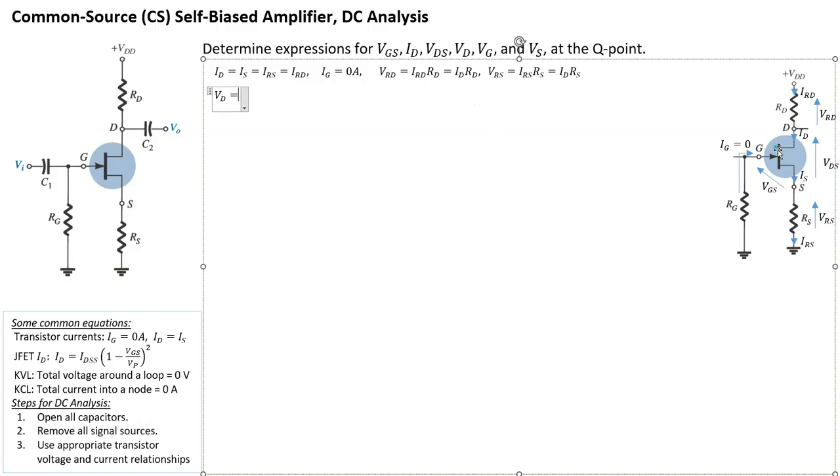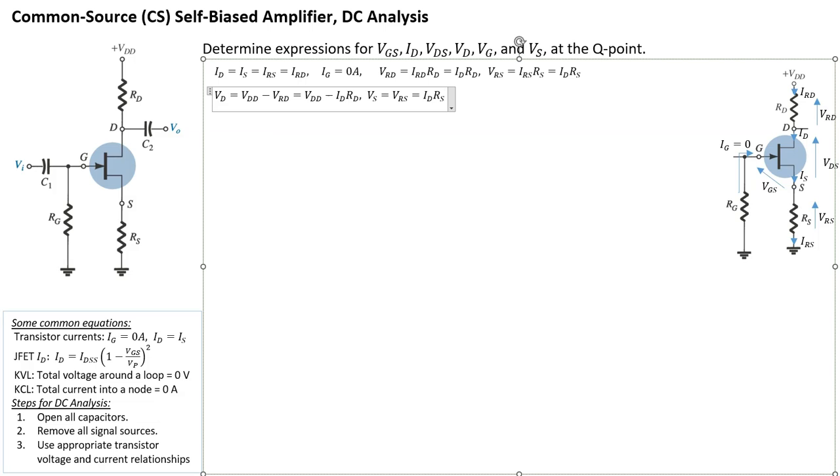But then I don't have an expression for VDS yet, so I'm going to use VDD minus VRD. And we know what VRD is. That's just IDRD. Now let's have a look at VS, the source voltage with respect to ground. Well, VS is from the source to ground, which is just equal to VRS. And we know the expression for VRS, which is IDRS.